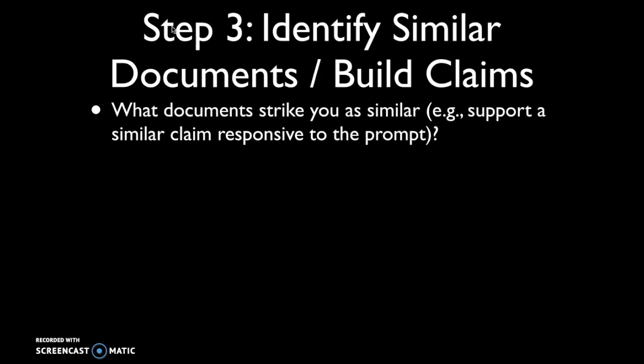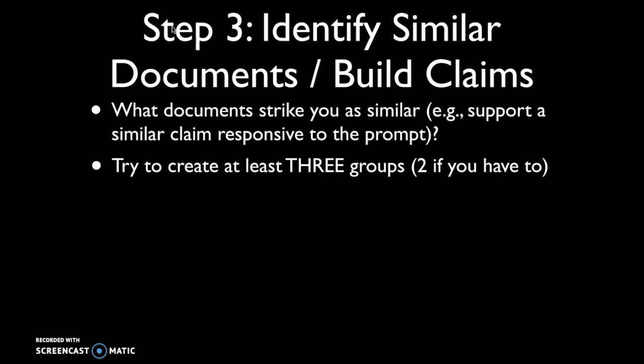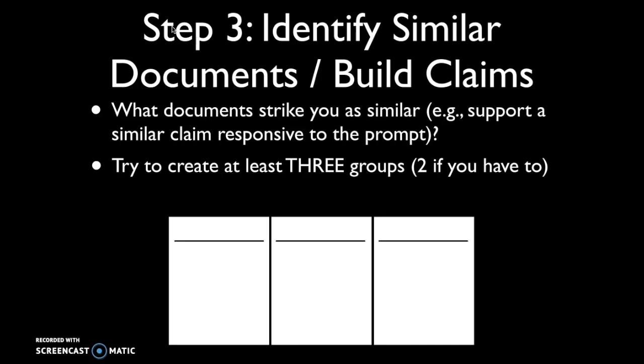Because ultimately, what you need to do is build claims responsive to the prompt, which is going to form the basis for your thesis. So try to create at least 3 groups, 2 if you have to, but our goal is to identify at least 3 kind of sub-claims that we want to be making when it comes to writing our thesis. So I like to do this by breaking it down on my piece of paper and just drawing 3 little boxes where I've identified the various documents that I believe share kind of common characteristics that will allow me to form a claim.